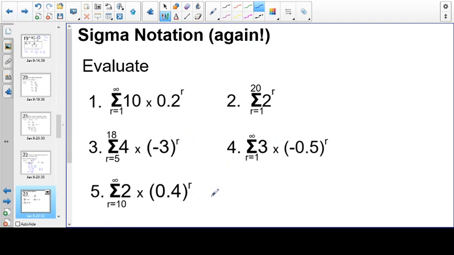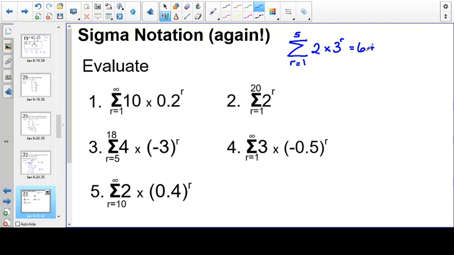Okay, and then the last thing is sigma notation. So I'll just remind you what sigma notation is. Sigma notation means sum of. You've got a starting value and you've got an end value. This is in terms of position. So if you have got something like that and you're doing 2 times 3 to the r, let's say, then the first term would be 2 times 3 to the 1.